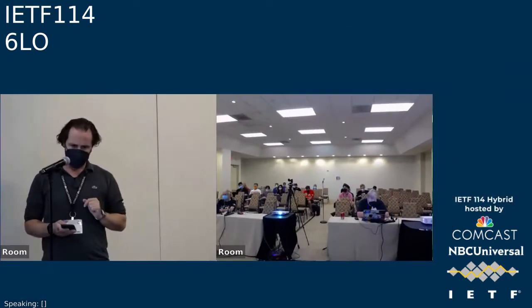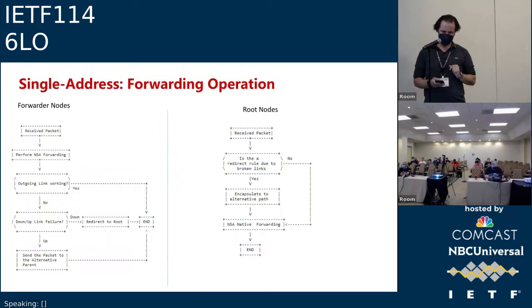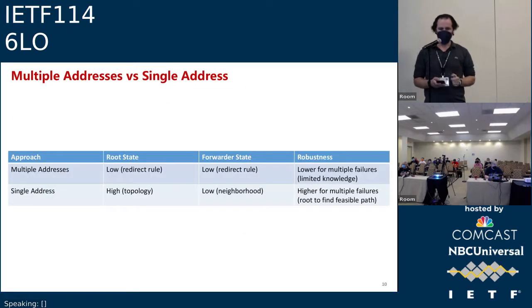Let me go maybe to the final slide. Here, the point is, with what we discussed in this document, if you use multiple addresses, in the root you have very low state, because it really depends how many failures you have. Okay, and also the state that you put into the nodes is pretty low. But because everything is done locally in a certain way, and there is no coordination at all, the more failures you have, the more messy you end up, and there is less guarantee that there is a feasible path.